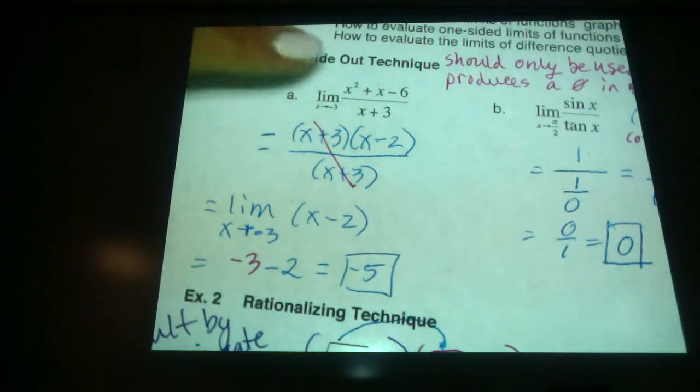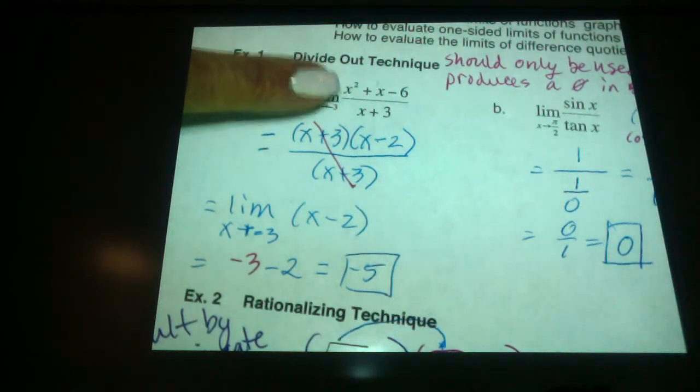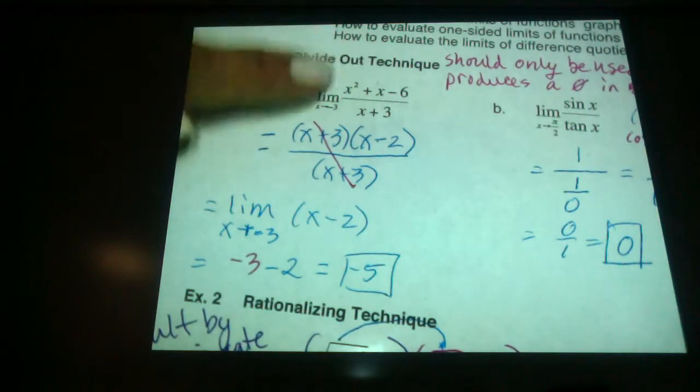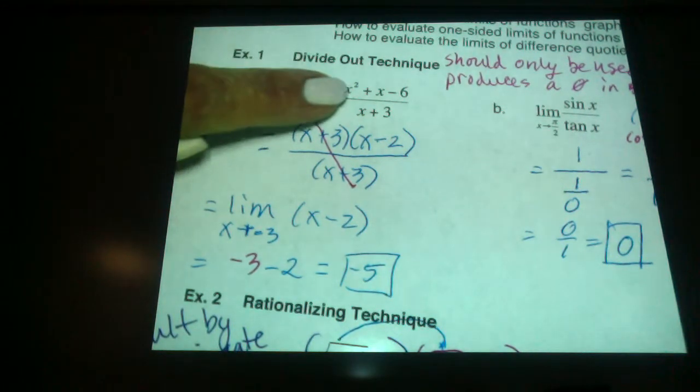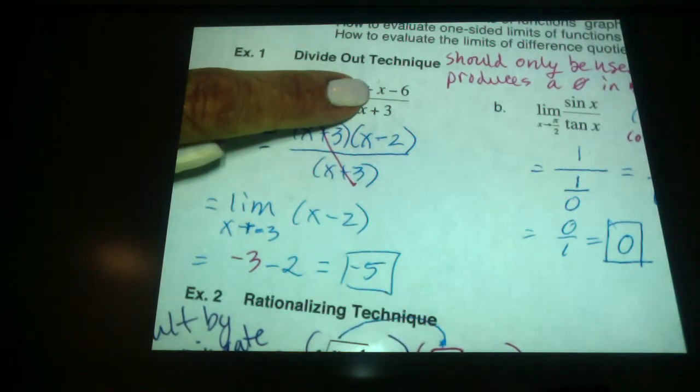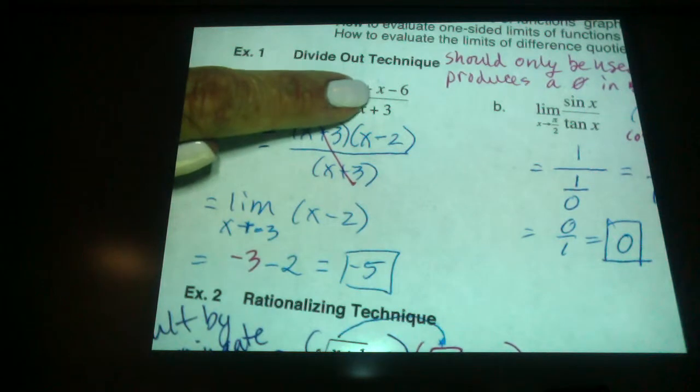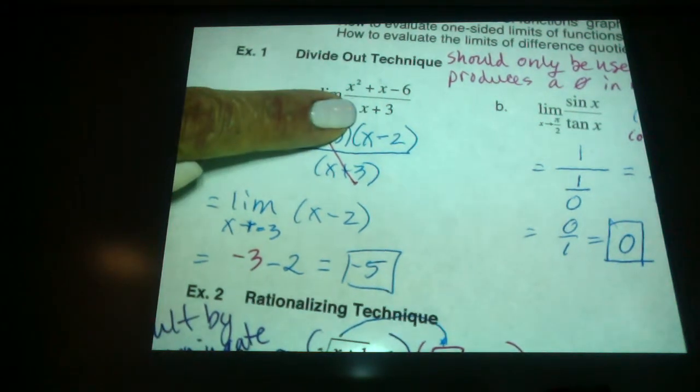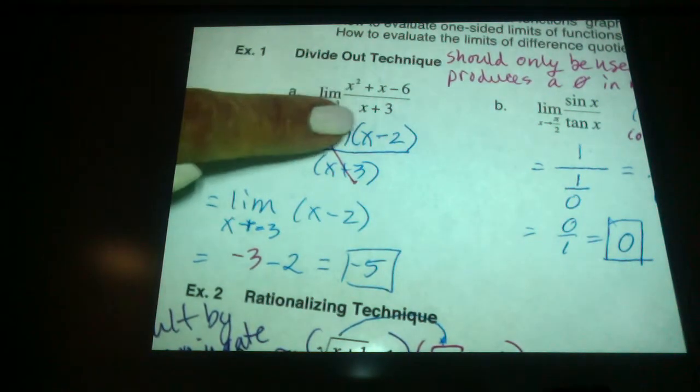So if I were to put 0 in here, well, this one doesn't actually happen, right? If I put -3 in here, what's -3 squared? 9. Plus a -3 is 6. What's 6 minus 6? 0. And then if I put -3 in here, that's 0. Do you see how I have 0 over 0?